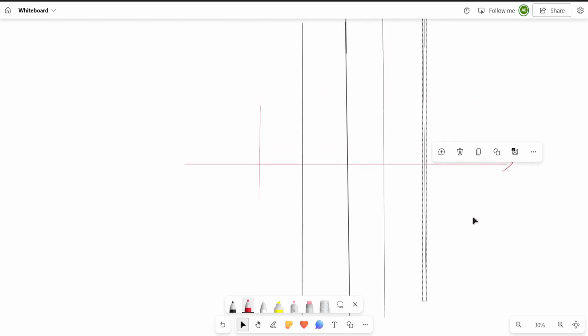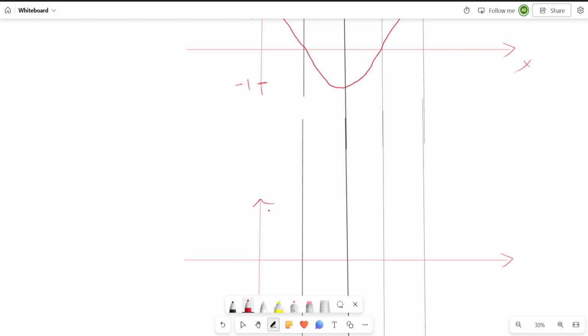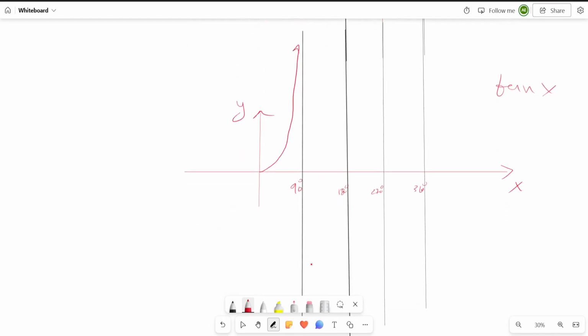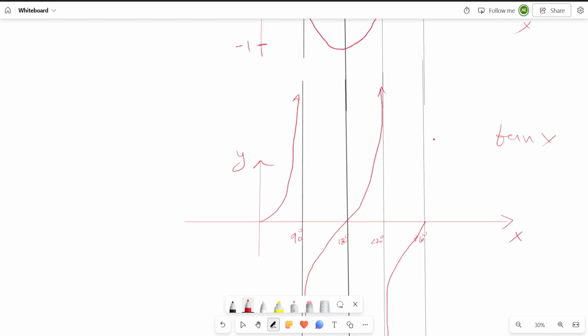So we can compare the boundary for each function. Let's draw our tan of x function. We know that this is 90 degrees. Again, this is the 180 degrees, this is the 270 degrees, and this is the 360 degrees. I know that my tan looks something like this. This is my tan of x, and I'm going to draw only to 360 degrees, so my tan looks something like this.